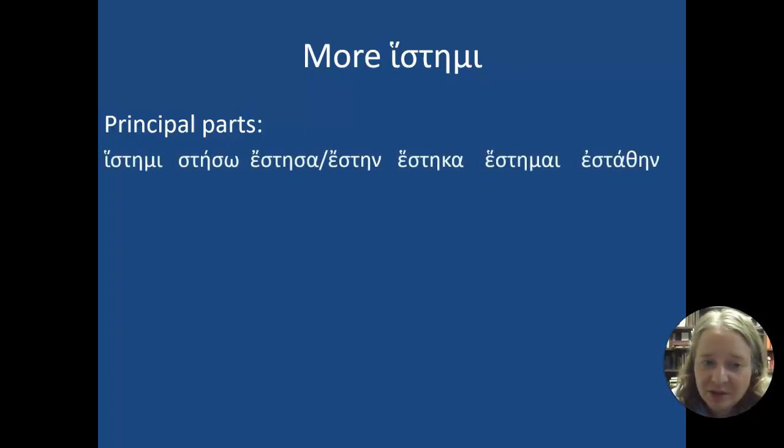So here are the principal parts of it. We are learning some principal parts. We will work more in the rest of this class on principal parts of especially unusual verbs. And so this is just one we're going to have to learn because although technically it's following some rules, the rules are complicated enough that it would be better just to learn that that's the present, that's the future, that's the aorist, that's the perfect and the perfect passive and the aorist passive.